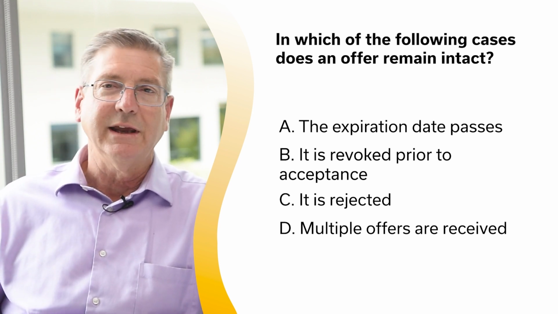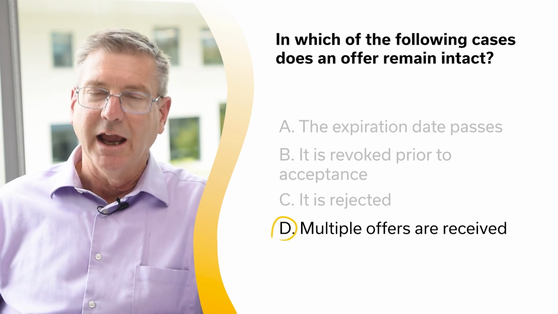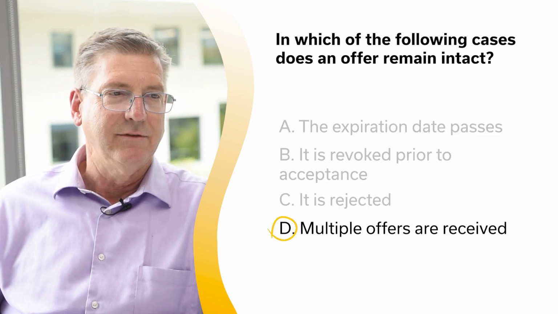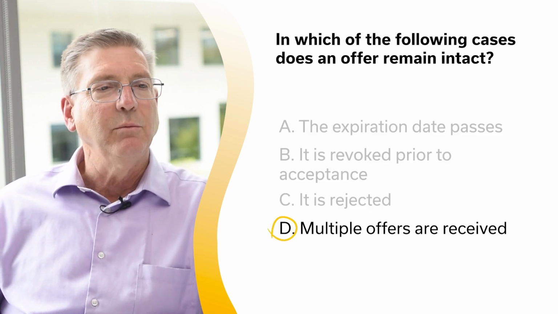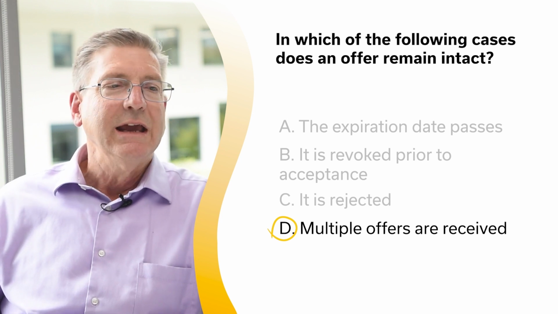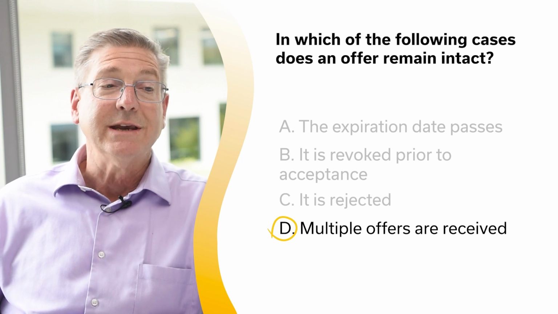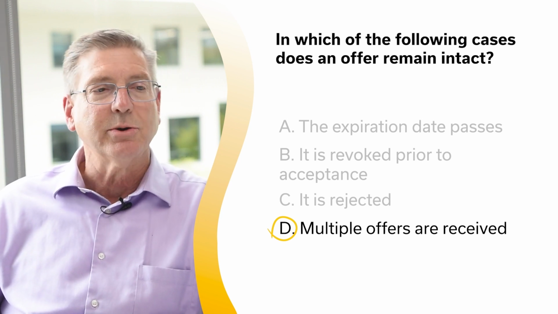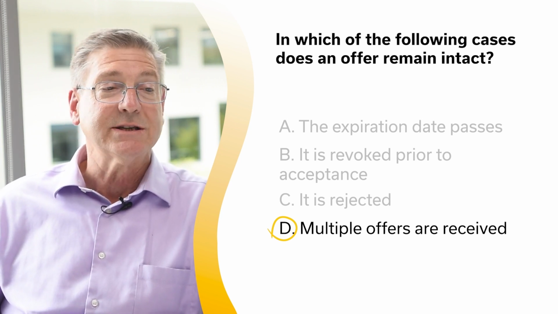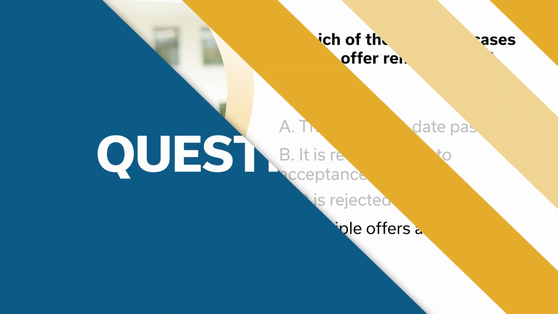The correct answer is D, multiple offers are received. An offer can terminate when it passes the expiration date, it is revoked prior to being accepted, or it is rejected. Receiving multiple offers does not terminate any offer unless the seller accepts one of the other offers.